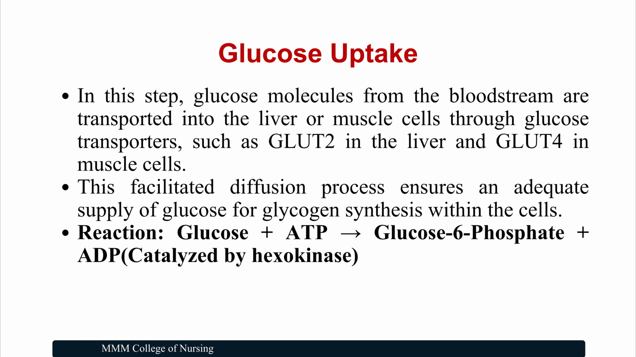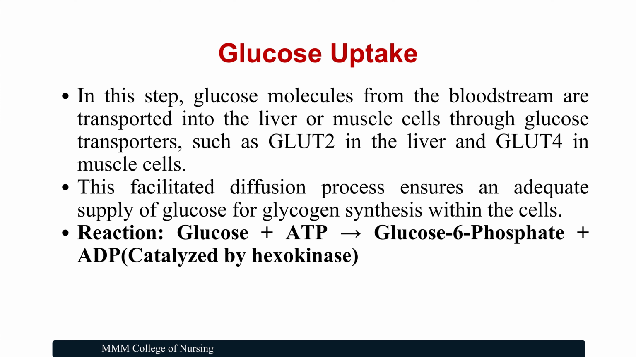This is a process called facilitated diffusion. Glucose moves from higher concentration in the blood to lower concentration inside the cell through these transporter proteins. This ensures an adequate supply of glucose inside the cell for glycogen synthesis.